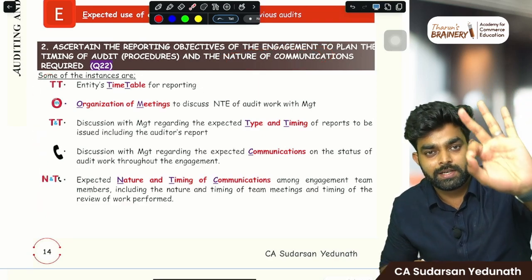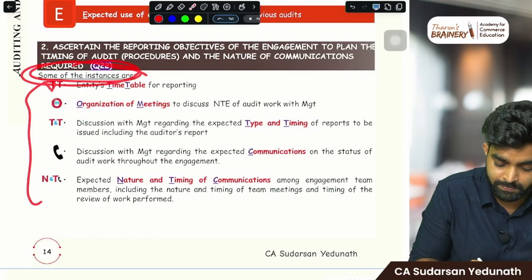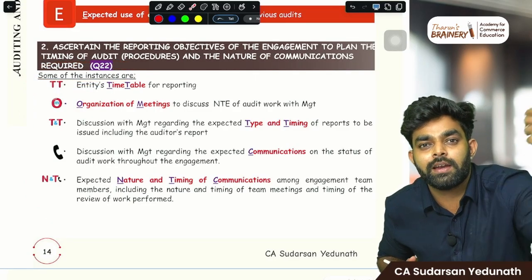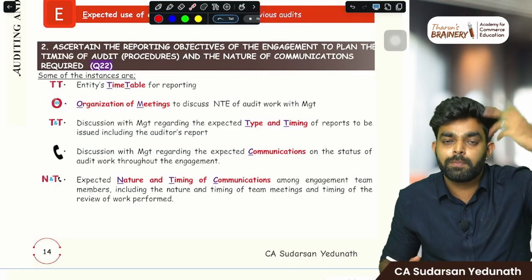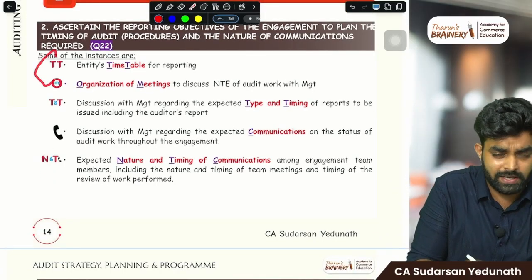Why do you want to ascertain the reporting objectives? Because of these kinds of instances. Reporting objectives means why are you doing the audit? What is the objective behind reporting that? What is the thought process behind reporting? Simple. Just memorize this very easily.